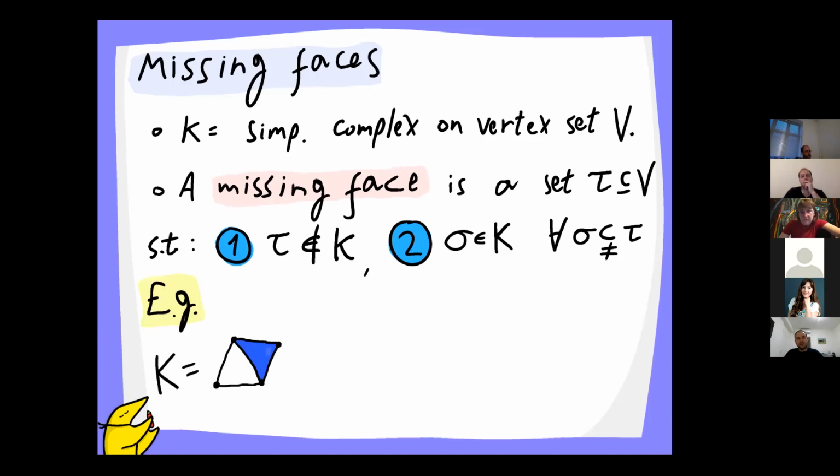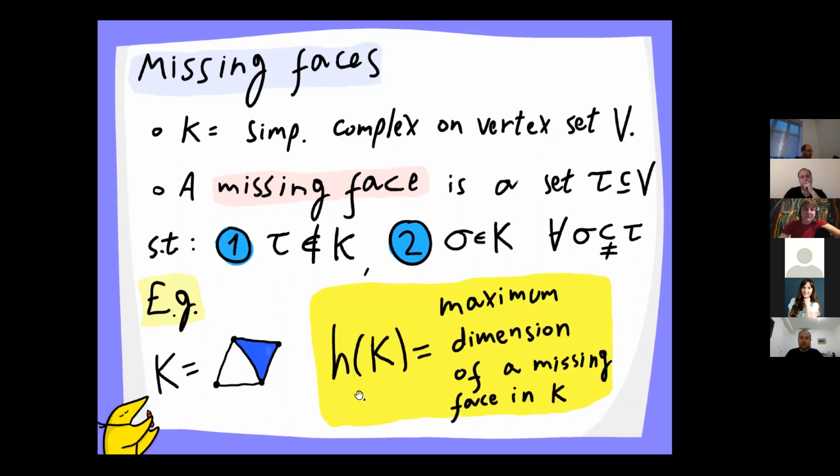For example, if K is this complex here, then we have two missing faces. We have this missing triangle. It's not in K, but all of its proper subsets, all of its edges belong to K. And we have this missing edge. Again, it's not in the complex, but its subsets, its vertices belong to K. And we denote by h of K the maximum dimension of a missing face. So for example, for this complex here, we have h(K) equals 2.